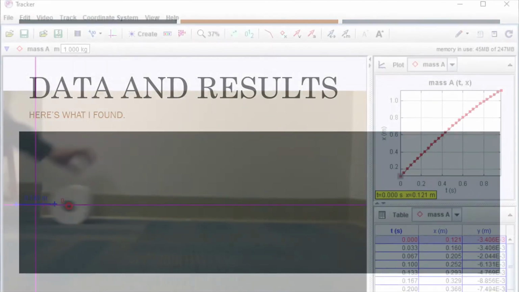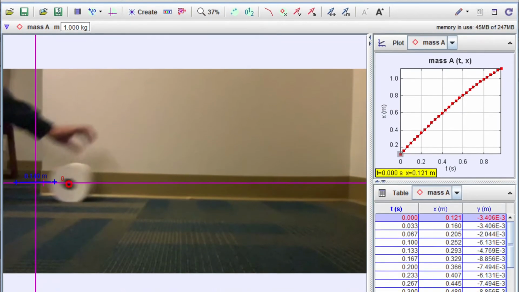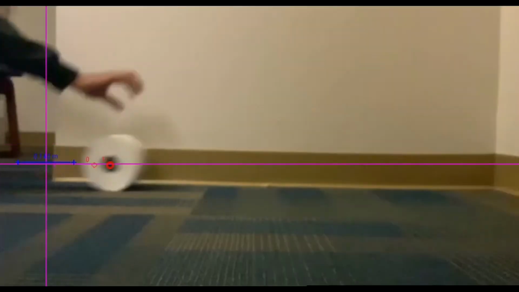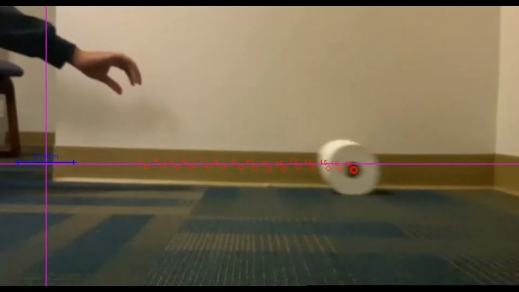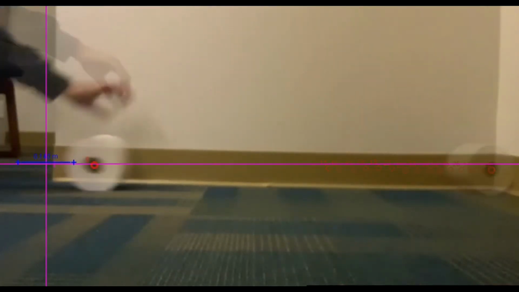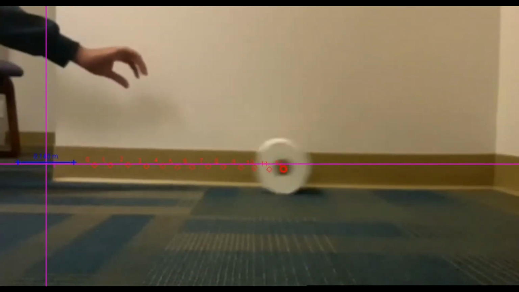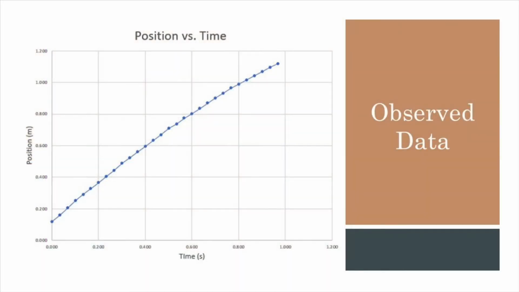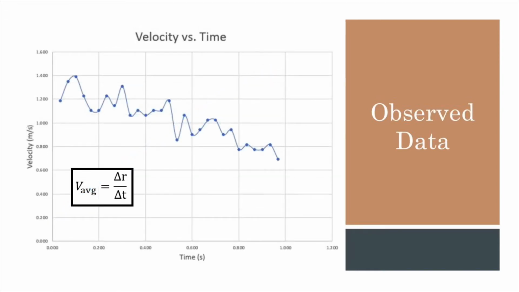In the real-world component of the lab, I rolled a roll of tissue across a generally flat surface and tracked the motion to extract motion data. Here you can see the clip of the tracked motion of the tissue roll as it moves across the floor. From this, I was able to extract the displacement at given time intervals, allowing me to plot the position of the tissue roll relative to its starting position over time, as you can see on the graph. Given that both the change in position and time were known, I was able to further calculate the velocity over different time intervals.